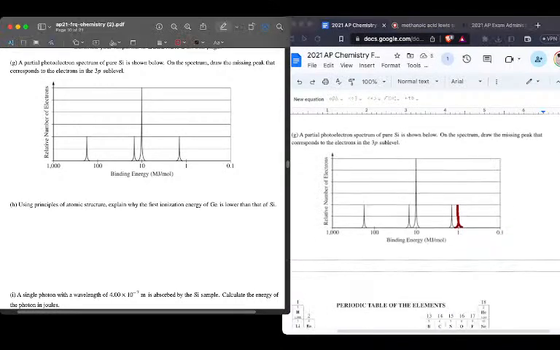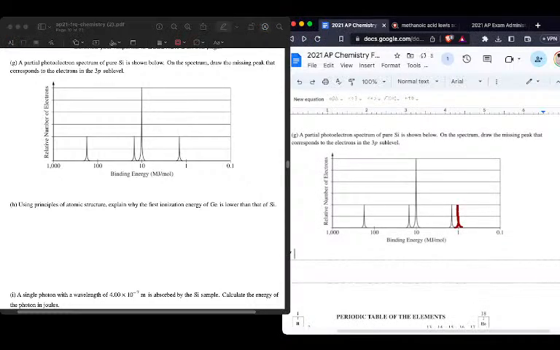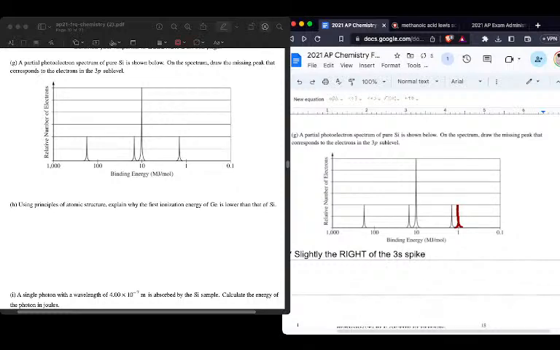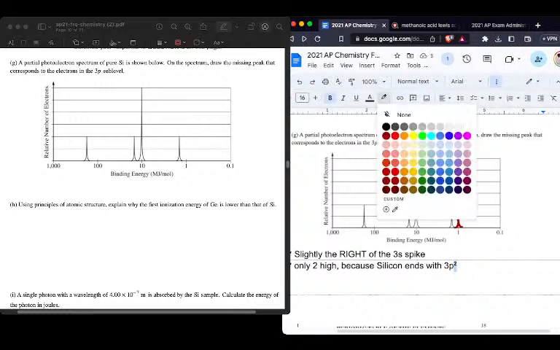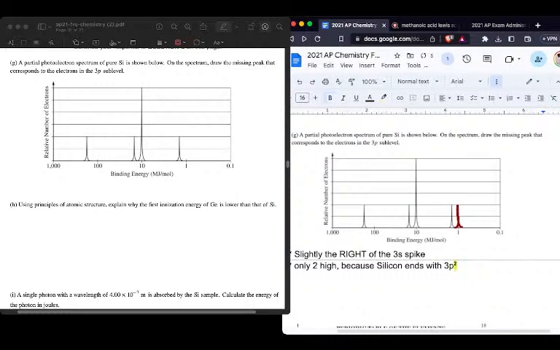Again, the point here is that it is slightly to the right of the 3s photoelectron spectrum spike, and only 2 high because silicon ends with 3p2, and it's that 2, the number of electrons, that's controlling how high that peak on the photoelectron spectrum is.